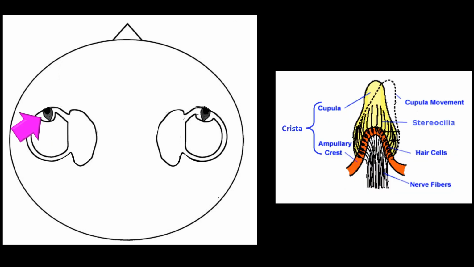I am now indicating the ampulla, the name for the enlargement of the semicircular canal. The ampulla houses the crista. The 2 components of the crista are the cupula, which bathes the cilia, and the ampullary crest. The ampullary crest is the site of residence of the hair cells' bodies.